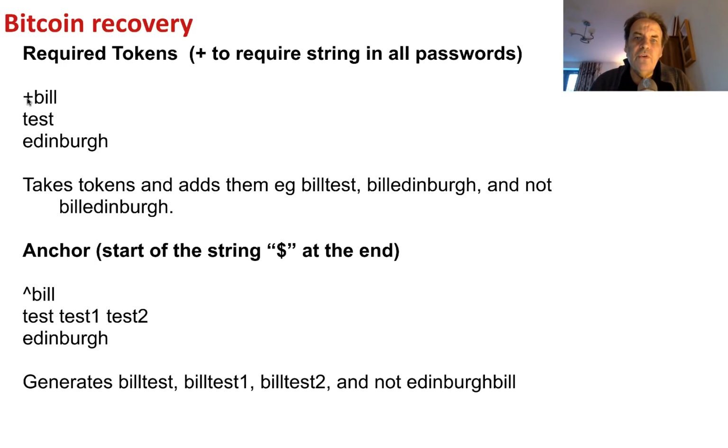We can also make sure that each string has one of the words. So in this case we add Bill here, and it will be used in all of the ones that we're going to define. So the test Edinburgh wouldn't be one, but Bill Test and Bill Edinburgh will be there. We can anchor the password to be able to create the dictionary. So if we put this character here, it will appear at the start. If we do $, then it will appear at the end.